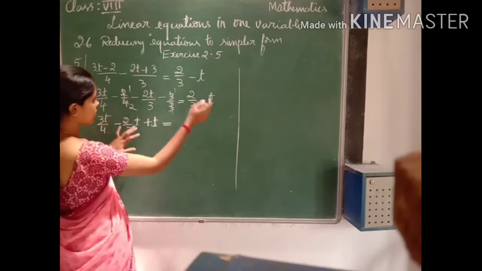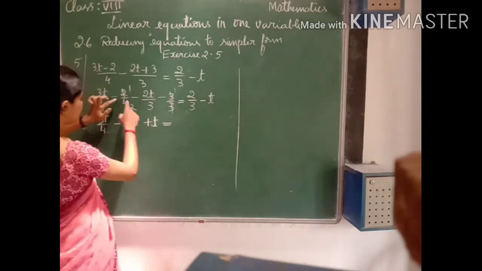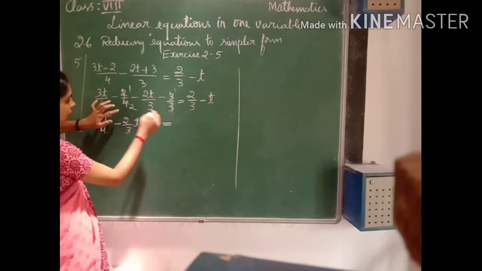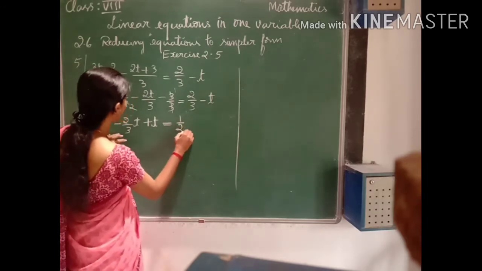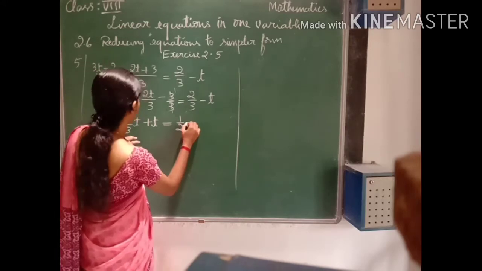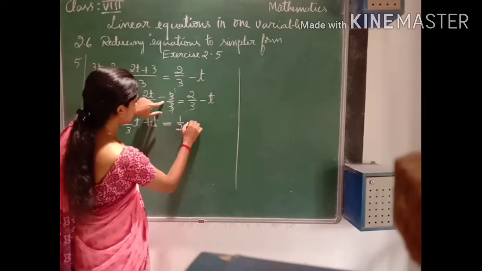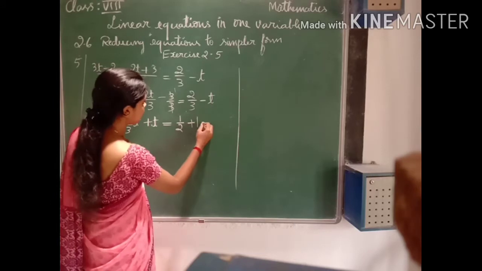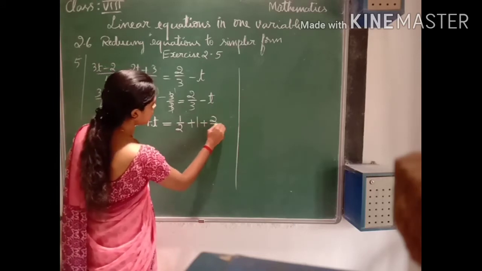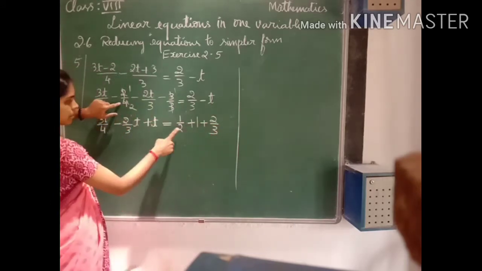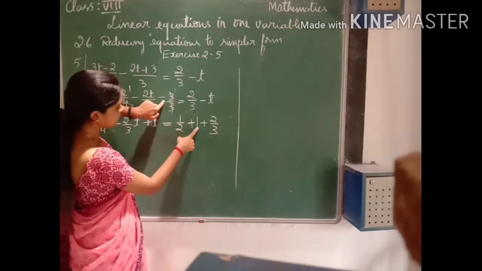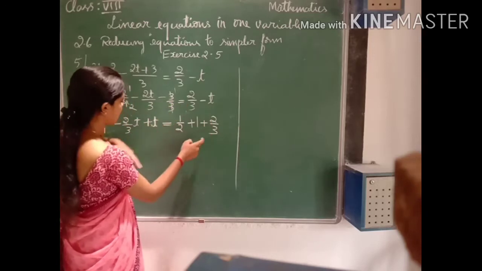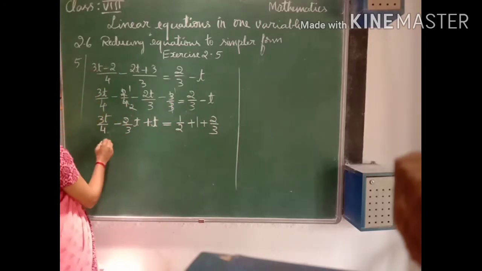Then take the constant terms to the right side. So 2 ones are 2, 2 2s are 4, so minus 1 by 2. Minus 1 by 2 will become plus 1 by 2. Which is the other term? This one, 1 plus 2 by 3. Minus 1 by 2 will become plus 1 by 2. Here minus 1 will become plus 1. Then 2 by 3. Then after that, take the LCM.